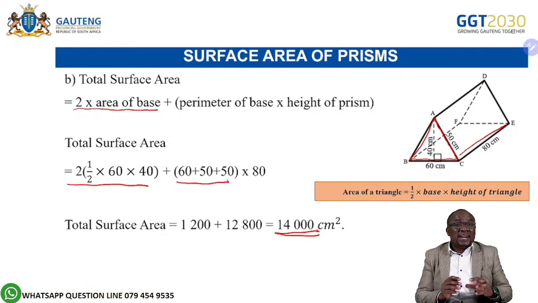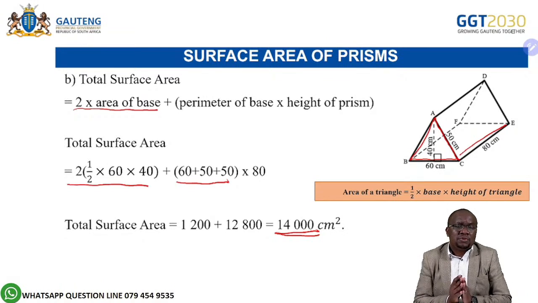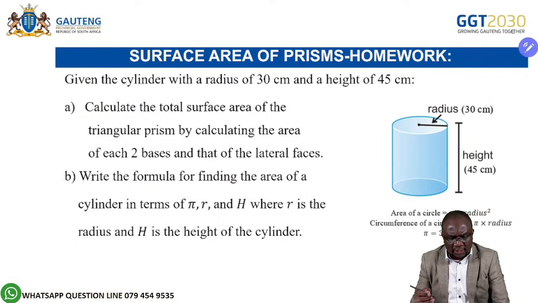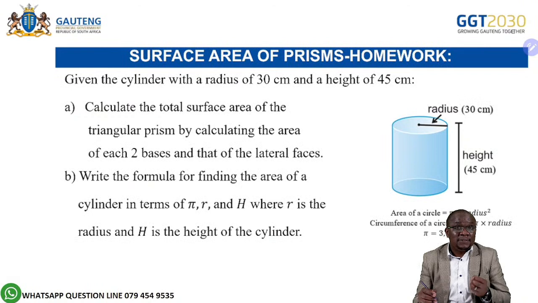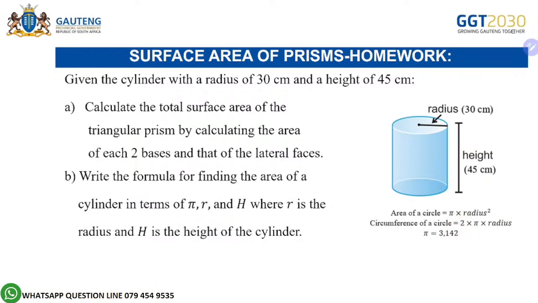I really hope you have managed to understand the total surface area of what? Of prisms. Okay, right? I'm going to give you homework. I want you to try this homework. If you check, we didn't do the circle. The circle is in the what? In the homework. Calculate the surface area of the triangular prism by calculating the area of the two bases and that of the lateral faces.